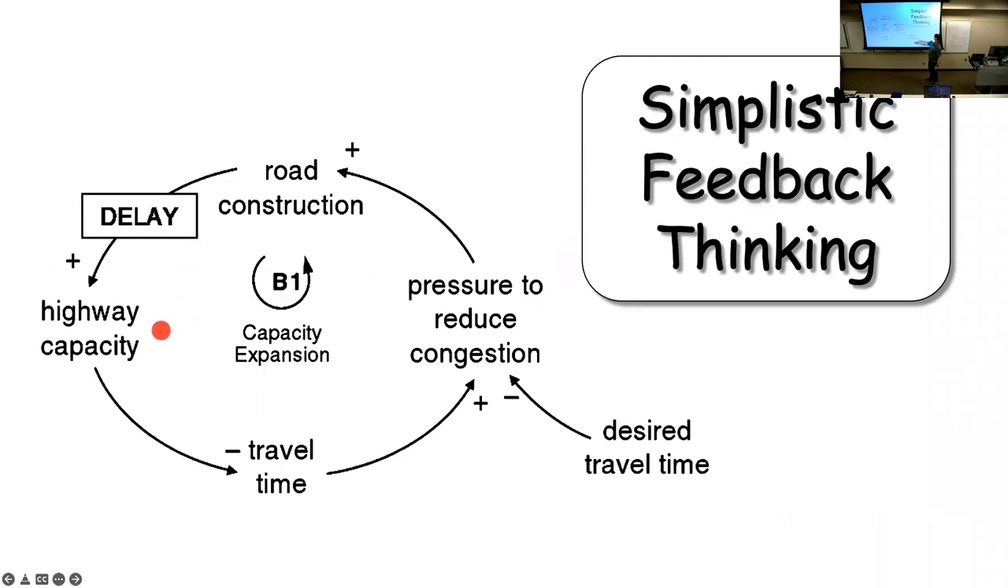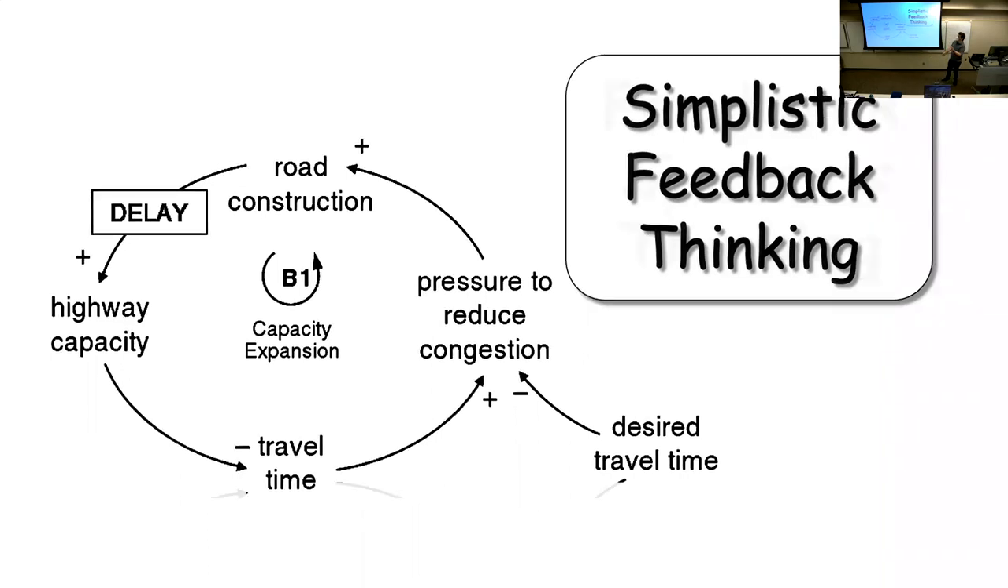And so that eventually leads to increased highway capacity, which does decrease the travel time, which in theory will relieve the pressure to reduce congestion. So all we have to do is expand the roads and everything's going to be fine forever. But that's kind of a short-sighted way to view it. It is true that you're thinking of a whole loop, but you're not thinking of all the side effects of building these new roads and decreasing this travel time and maybe the fundamental problems. You might be treating a symptom, but not the fundamental problem.